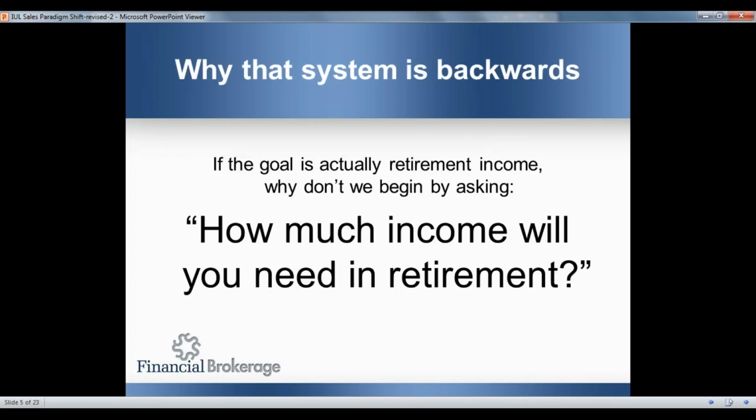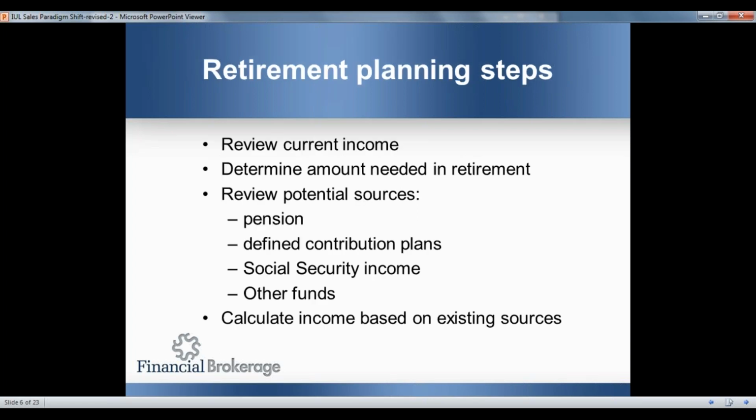As I mentioned before, that system is a little bit backwards, right? The goal is actually retirement income. So why don't we begin by asking our clients, instead of how much money would you like to contribute, we should ask, how much money are you going to need in retirement? Now, some of you may be very familiar. You're already working with retirement planning and money management with your clients.